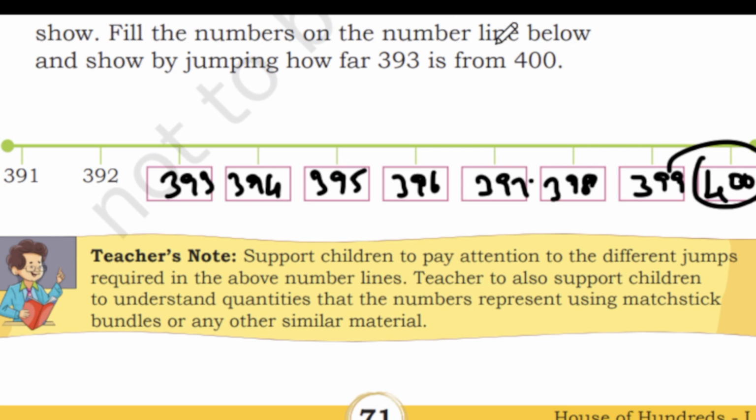Fill the numbers on the number line and show jumping how far from 398 to 400. So this one is 398 and this one is 400. So how far is it? 398 to 399, 399 to 400. So 2. Alright, very easy.